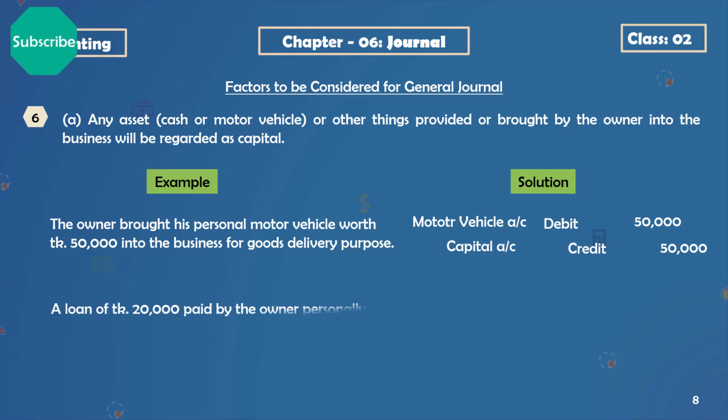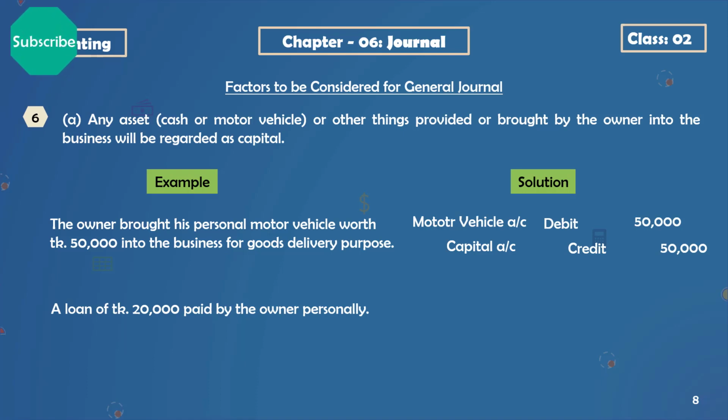Okay. Another transaction: a loan of taka 20,000 paid by the owner personally. So this time the owner didn't bring any fixed asset, rather he brought cash to pay the borrowed money or any loan for the business. So the loan was taken by the business and the owner is making repayment of that particular loan. So the owner brought cash into the business, so it will increase the capital account.